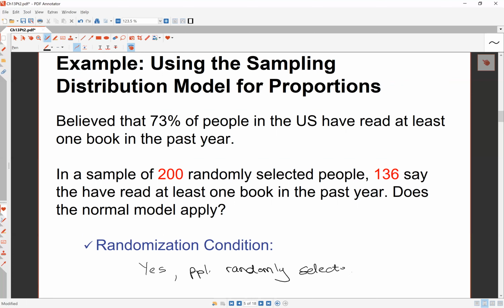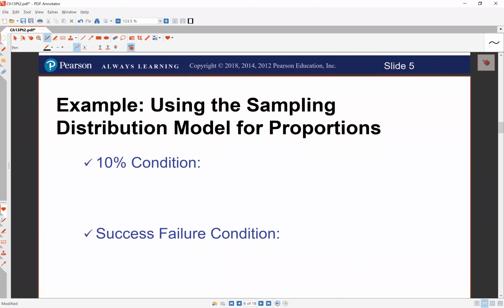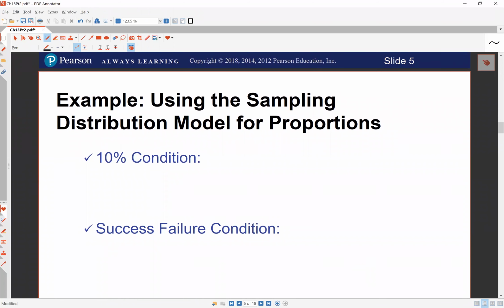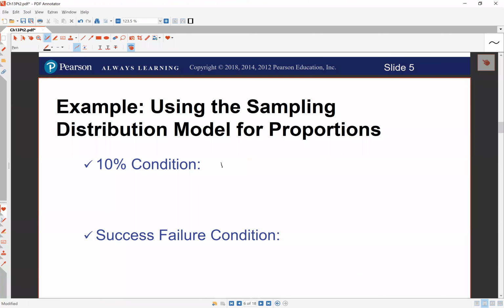So that was an easy piece of information because that was stated at the outset. Next, does the 10% condition hold? Well, our sample size here is 200, but that's relative to the whole population in the US. So that is definitely much smaller than 10% of the US population, which is still in the millions.